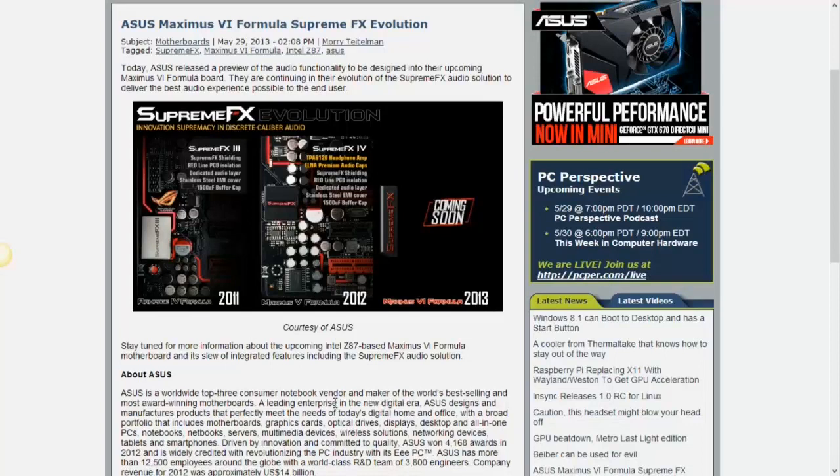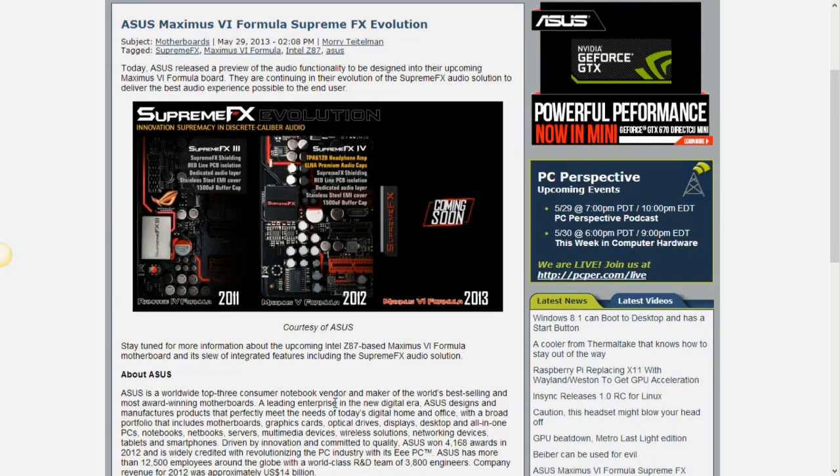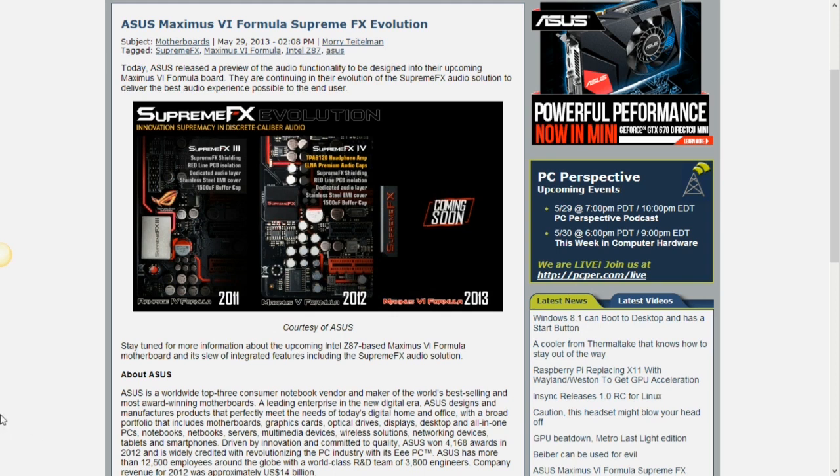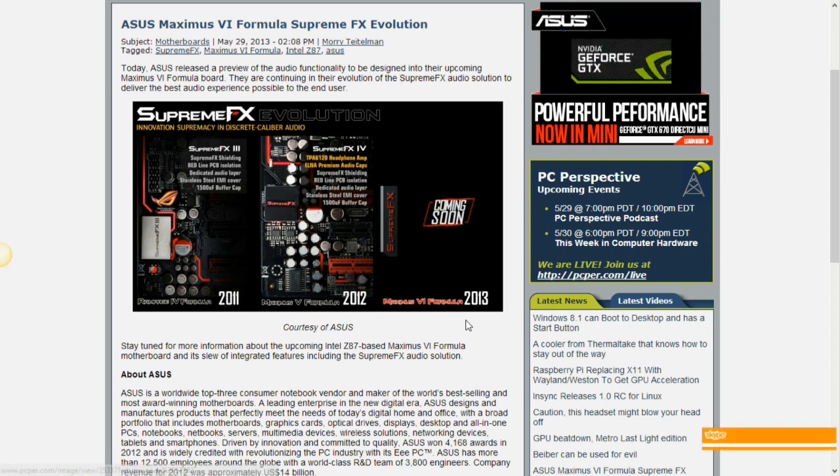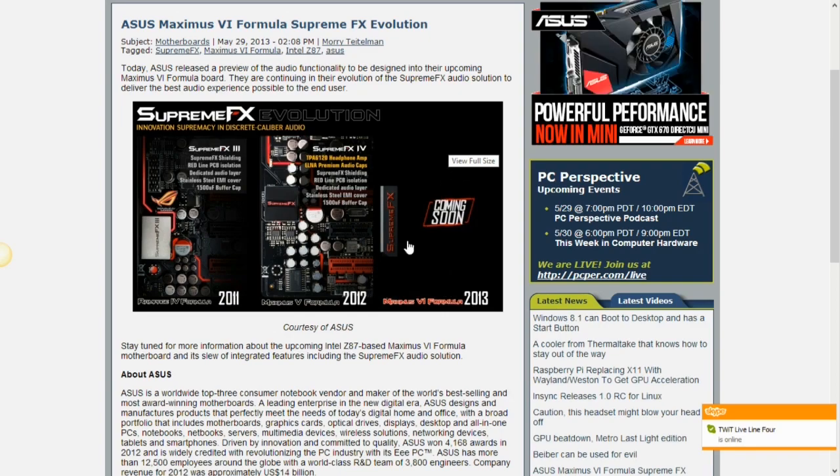Finally, not to be outdone by Gigabyte having an audio discussion for their upcoming Z87 motherboards. Did you know that the ASUS Maximus 6 Formula Supreme FX Evolution is a thing? Because it's a thing, guys. They released a preview of the audio functionality to be designed into their upcoming Maximus 6 Formula. ASUS is continuing in their evolution of the Supreme FX audio, as you can see here, 2011, 2012, to coming soon in 2013. Very clever, I guess.